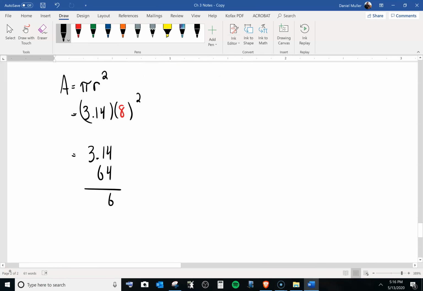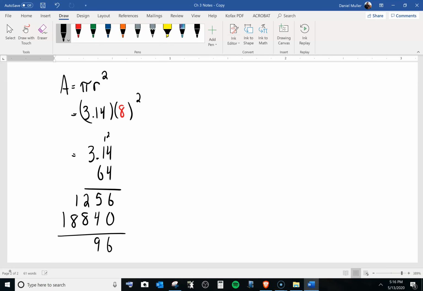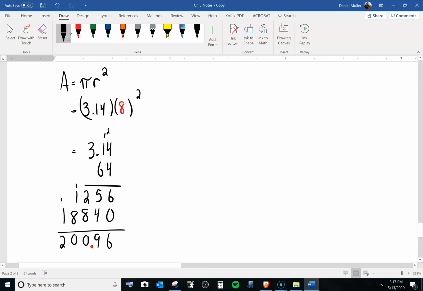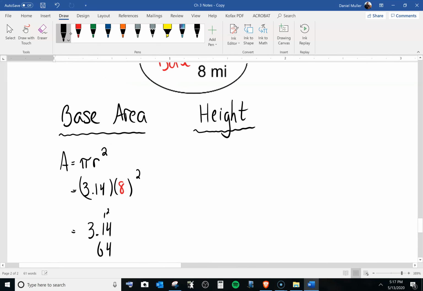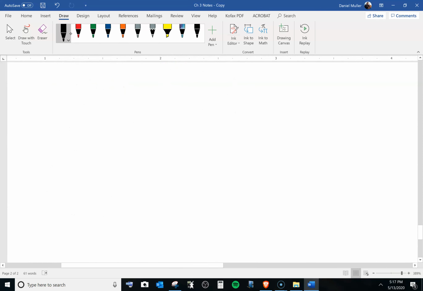So 4 times 4 is 16. 4 plus the 1 is 5. 4 times 3 is 12. 1256. I've seen that before. 6 times 4 is 24. 6 plus 2 is 8. 6 times 3 is 18. So I've got a 6, I got a 9, I've got a 10, I've got another 10, and a 2. Now the decimal place was moved over twice, so I'll move it back. Therefore, I get an area of 200.96, I don't know, whatever that is, miles. The area, so miles squared.